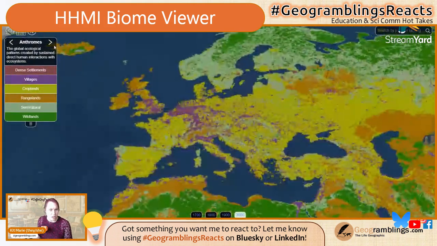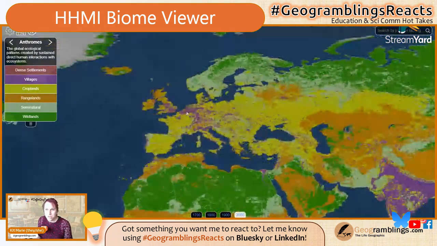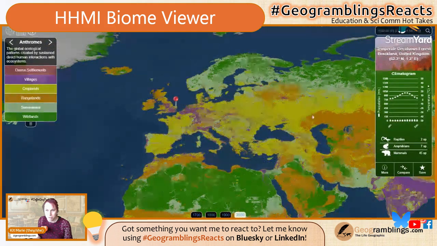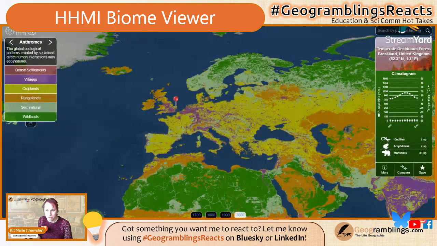Okay, so we've got anthromes. Now, when I double clicked on something, it brought up a pin. Let's have a look at that. So, roughly in the area I'm living in, temperate deciduous forests. Okay, oh, okay, so we've got a climate graph.